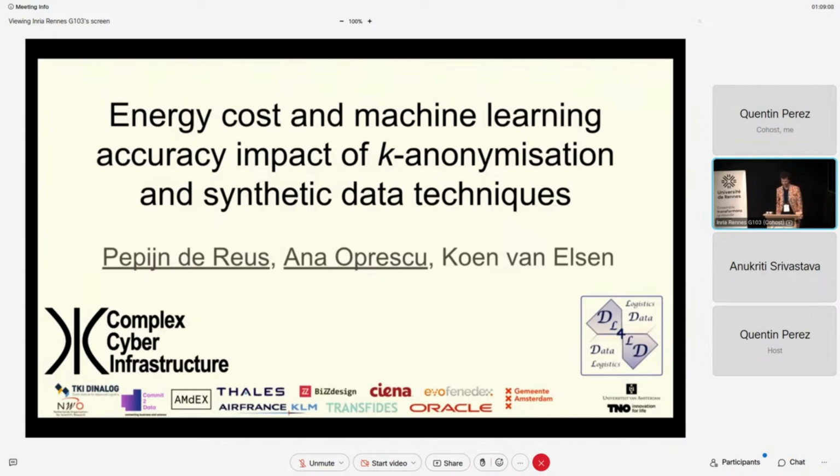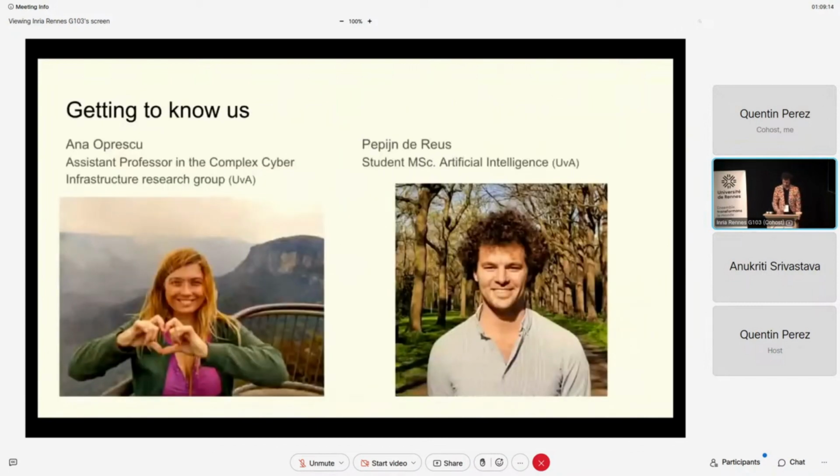With the energy cost and machine learning accuracy impact of k-anonymization and synthetic data techniques. So, well, this is me, a student of the Master Artificial Intelligence from the University of Amsterdam, and this is Anna. She was my supervisor for my bachelor thesis, and that's what resulted in this paper.